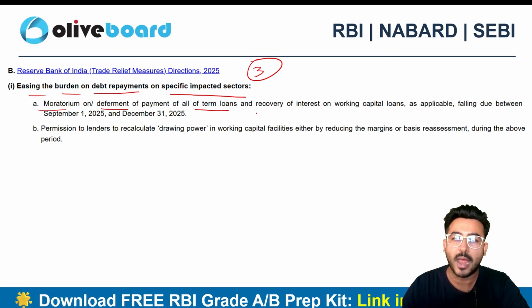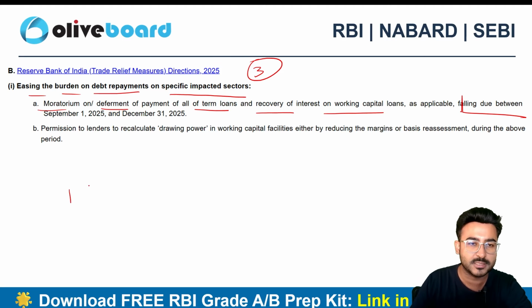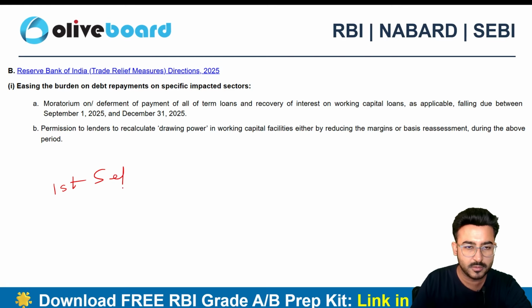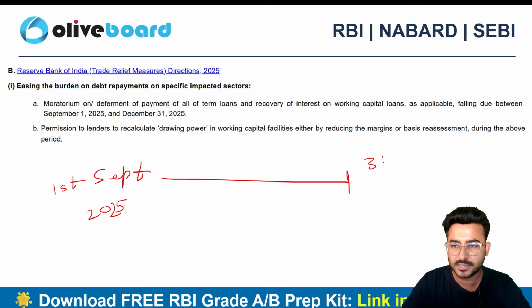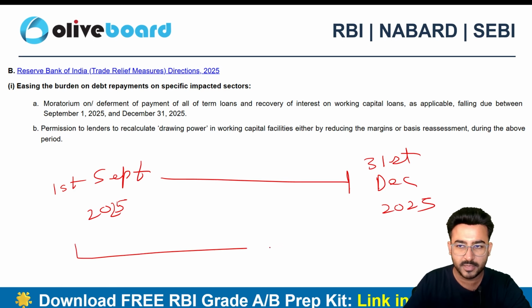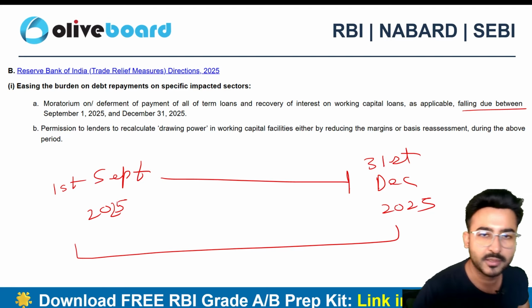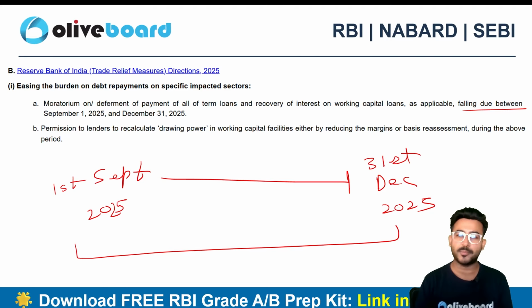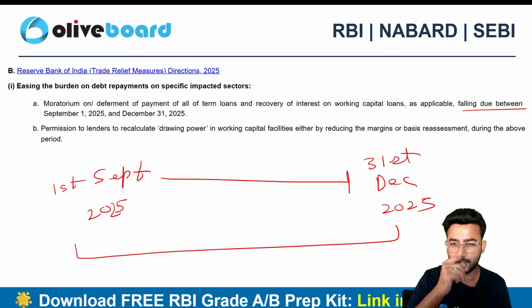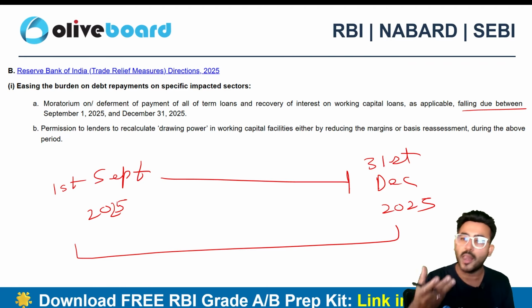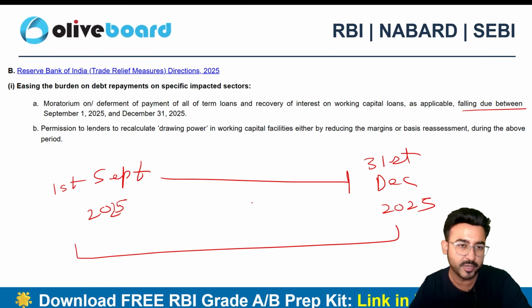Related to the term loans and the recovery of interest on the working capital loan falling due between 1 September 2025 to 31st December 2025. ये वाला जो पीरियड है, इस पीरियड के बीच में जितने भी आपके इंटरेस्ट पेमेंट्स फॉल कर रहे होंगे, राइट, जो आपके टर्म लोन के रीपेमेंट्स फॉल कर रहे होंगे, जो आपके वर्किंग कैपिटल लोन के इंटरेस्ट रिकवरी फॉल कर रही होगी, उसके लिए आपको यहाँ पे डेफरमेंट अलाउ कर दिया जाएगा.